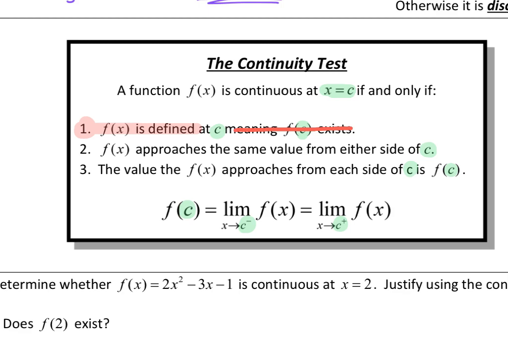And then the second thing that you need to show the continuity test is that the limit of f of x approaches the same value from either side, meaning the right-hand limit and the left-hand limit are equal to each other. And then the third thing that you need to show the continuity test is that your answer for part A and for part B is the same number. You need to show all those 3 things.